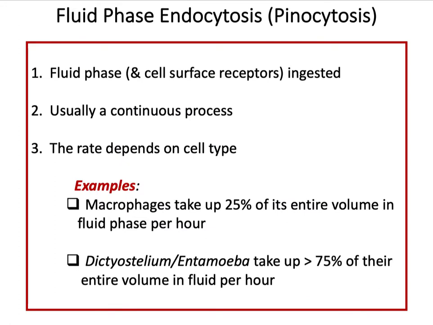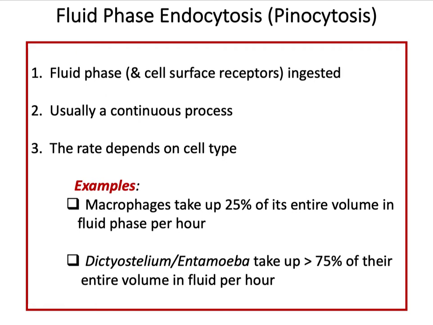So let's look at another form of endocytosis, and that is fluid phase endocytosis, sometimes referred to as pinocytosis. As I mentioned earlier, fluid phase endocytosis is the way that small particles and fluid can be taken up from the extracellular space. Sometimes the cell surface receptors are also taken up, and when this happens, the process is called receptor-mediated endocytosis. We'll talk about that in a minute.